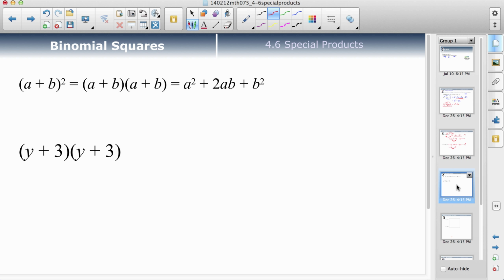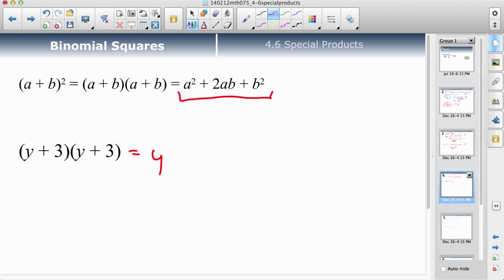Okay, another special thing that happens is when you have two things that are the same. So if you have a plus b squared, that means you have an a plus b times an a plus b. When you multiply them, what you come up with is you square that first thing, so a is squared. You square the last thing, and then you multiply these two and times it by 2. That's the pattern that you come up with. Again, I don't know if I would memorize that. I would just multiply it out and see what happens.